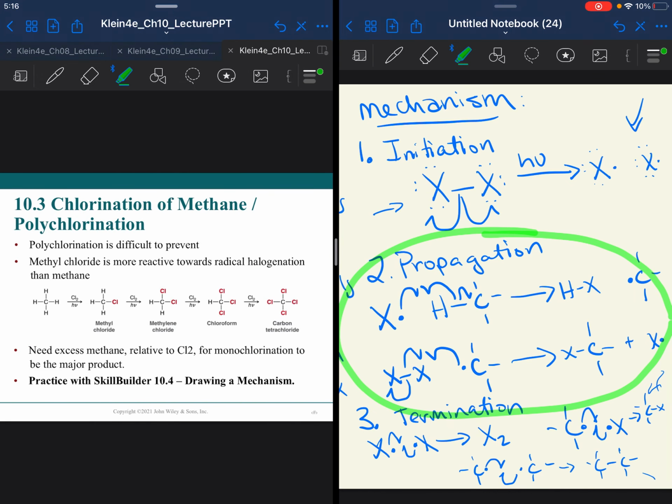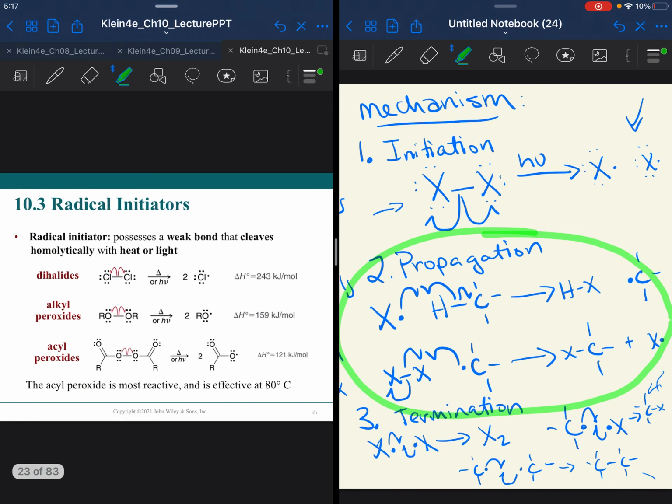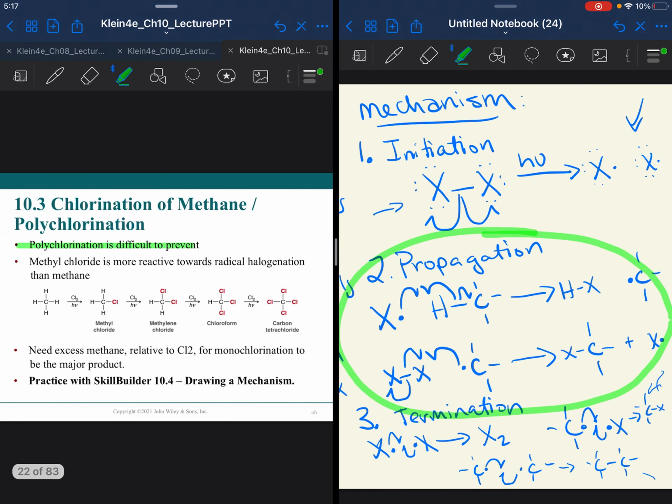Chlorination is one that is difficult. You will start to notice that all of your practice problems use bromine. And so one of the reasons for that is twofold. One, it's difficult to stop chlorine from adding multiple times. So if you're just trying to add one chlorine, this can be very difficult to do. So polychlorination is one reason.